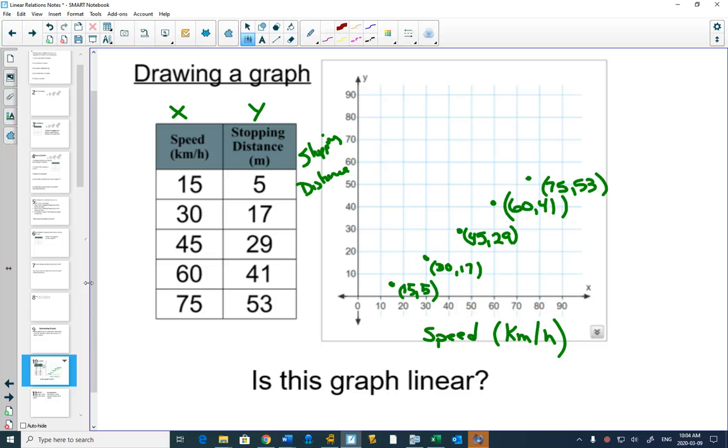Okay, some things to notice. Do you notice that your dots make a straight line? If you joined your dots together, they would make a straight line. So we would say, is this graph linear? The answer would be yes. Sometimes, to check if something is linear, you can look for patterns in your table of values. What am I going up by each time here?